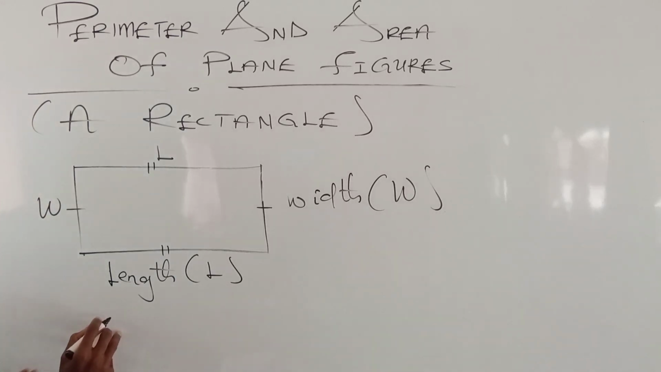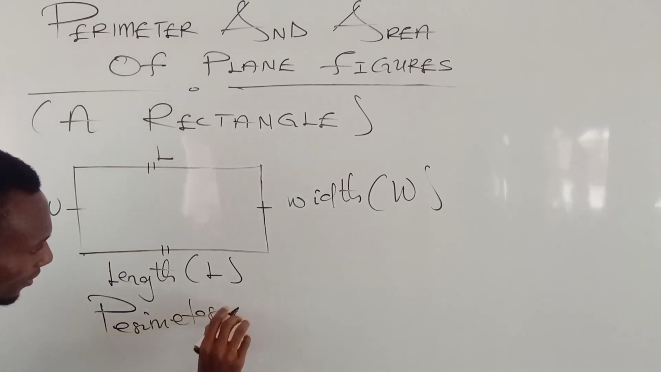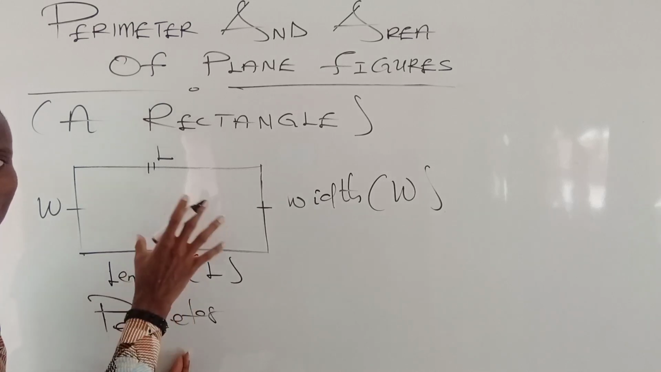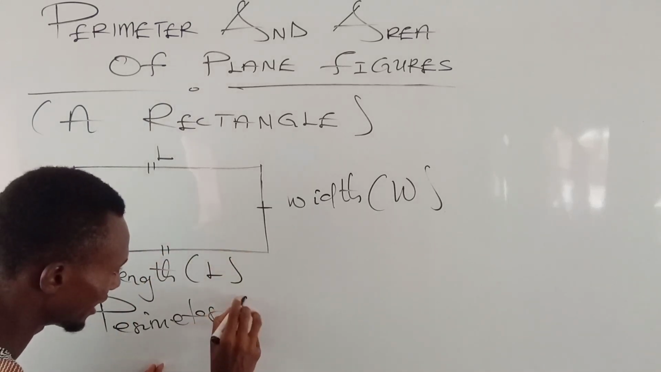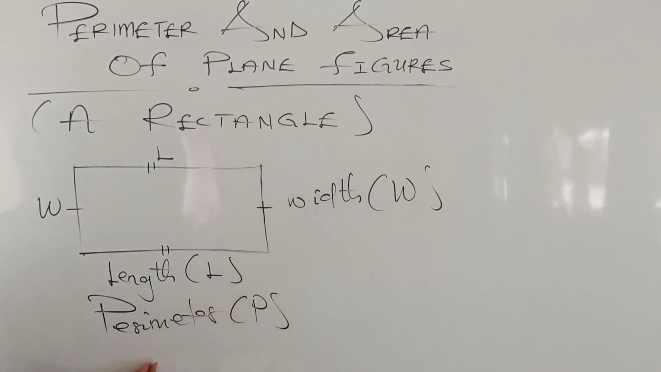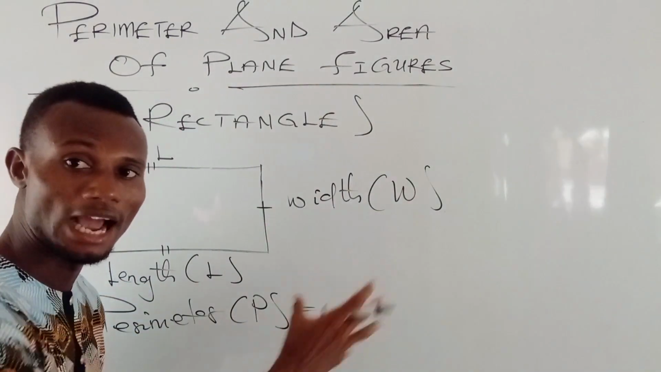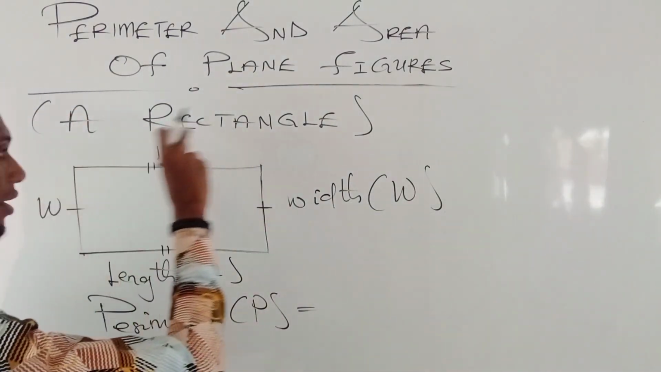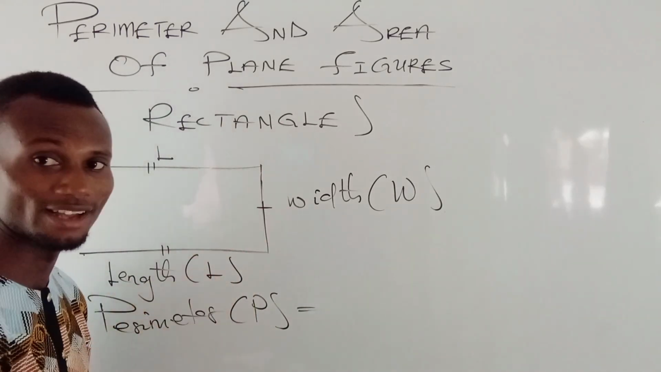Okay, so let me do it from here. So perimeter, I hope you can see from here. I'm writing my perimeter, the perimeter of the rectangle that we are talking about. Perimeter, in brackets P, equals, as I said, the distance around it. When we add all the sides of it, that gives us the perimeter.